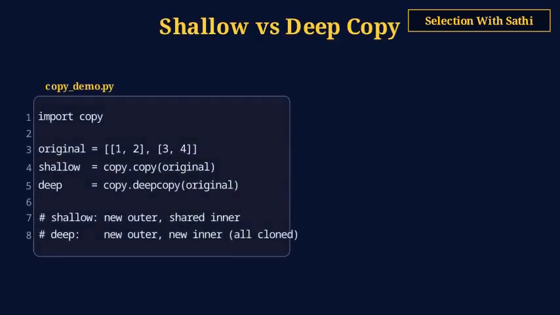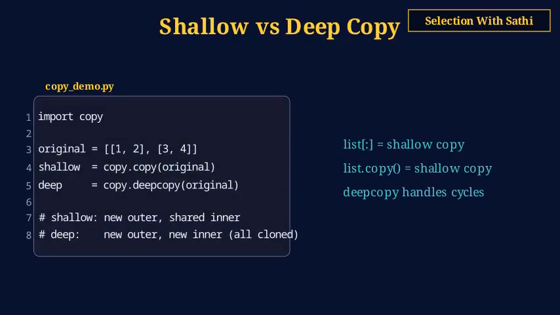copy.copy creates a shallow copy, a new outer container but shared inner objects. copy.deepcopy creates a deep copy. It recursively copies everything, including nested structures. List slice with empty brackets and list.copy are both shallow copies. Deep copy even handles circular references using an internal memo dictionary.